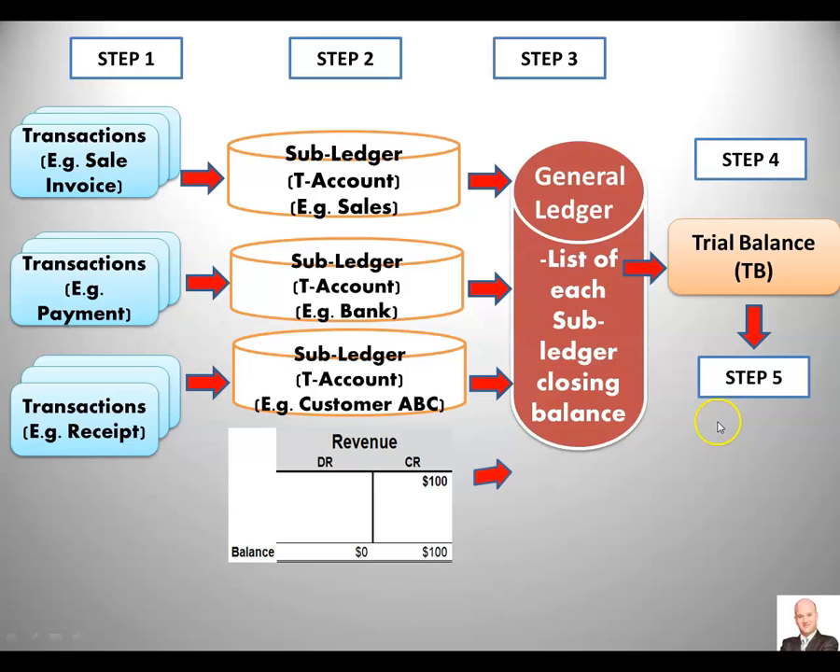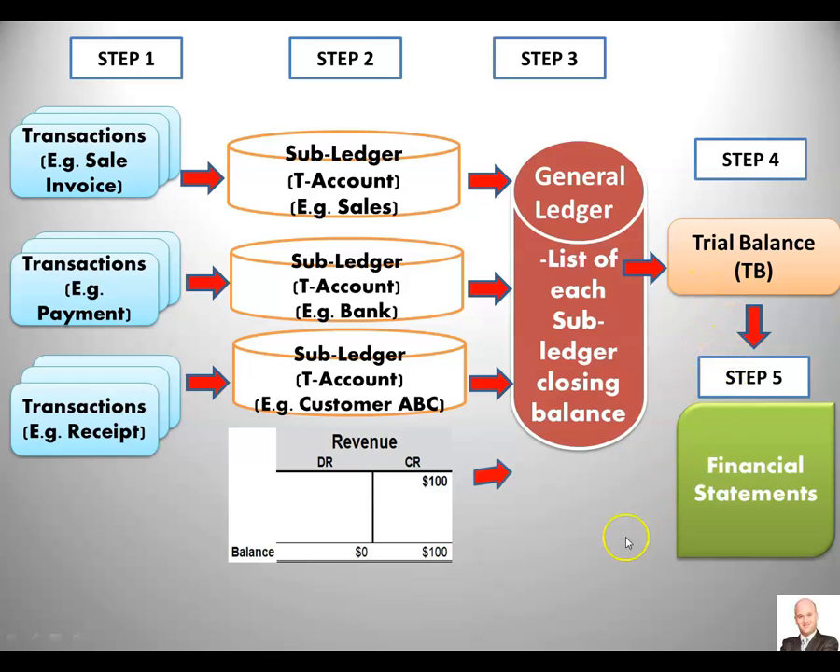And finally, we move to step 5, which is about building up financial statements. So what we will do, we will take all the closing balances sitting in the trial balance and allocate them to the appropriate financial statements, which will be the income statement and the statement of financial position.